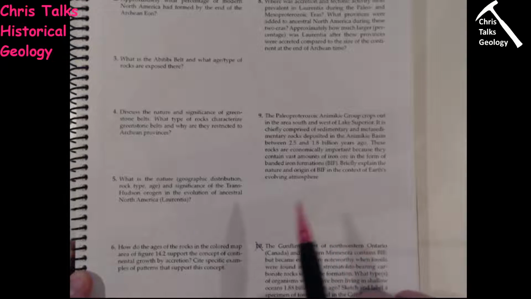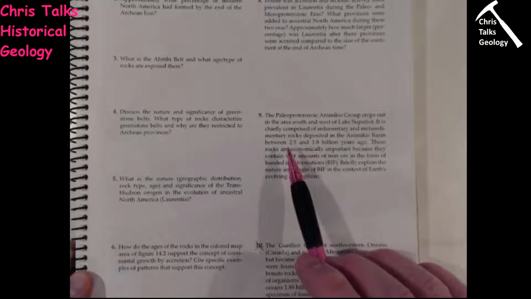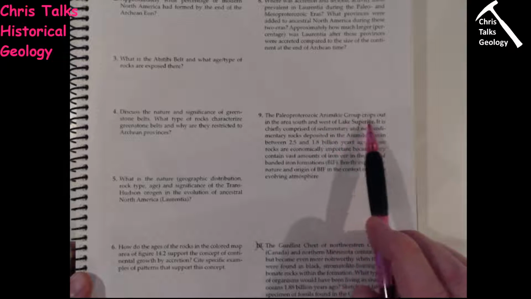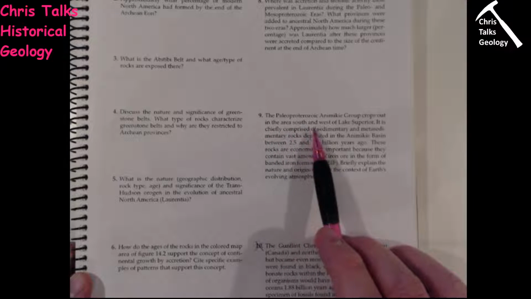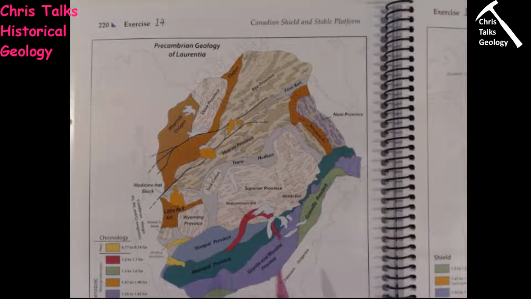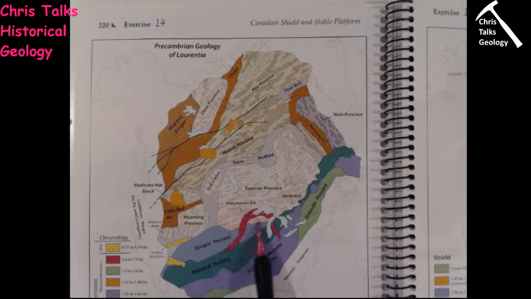And then finally, question 9. The Paleoproterozoic Animikie Group outcrops in the area south and west of Lake Superior. So we would find it essentially in this area here.